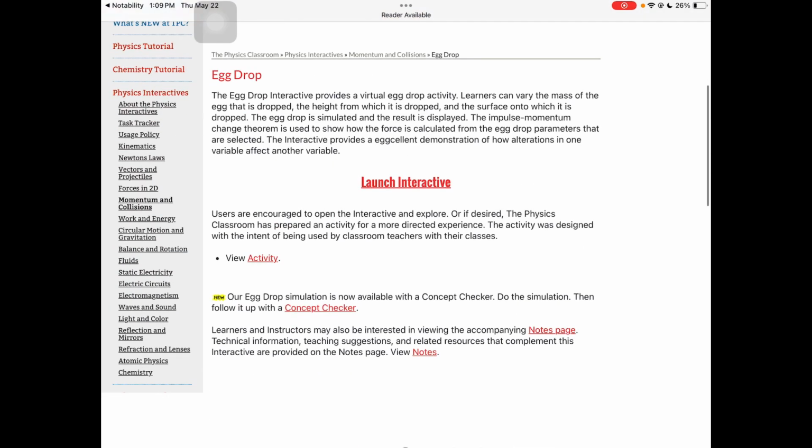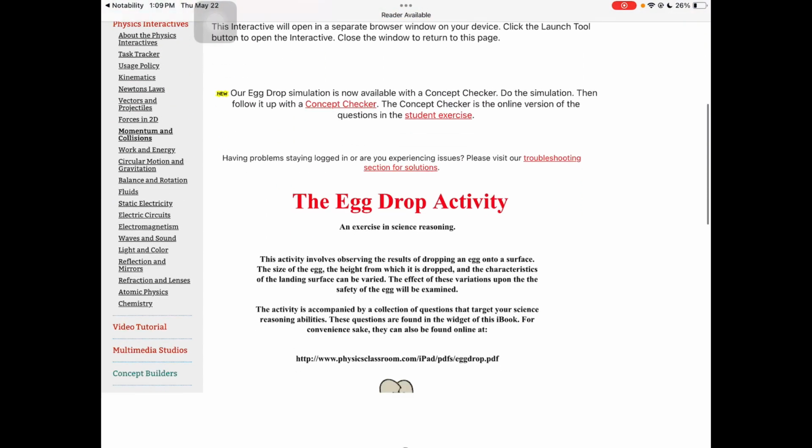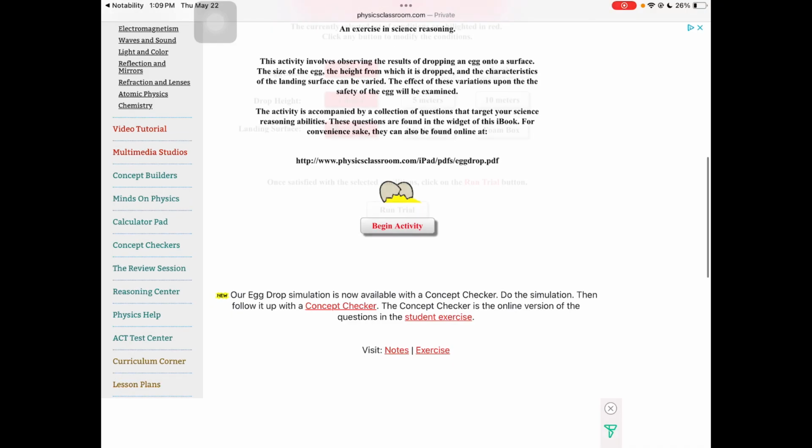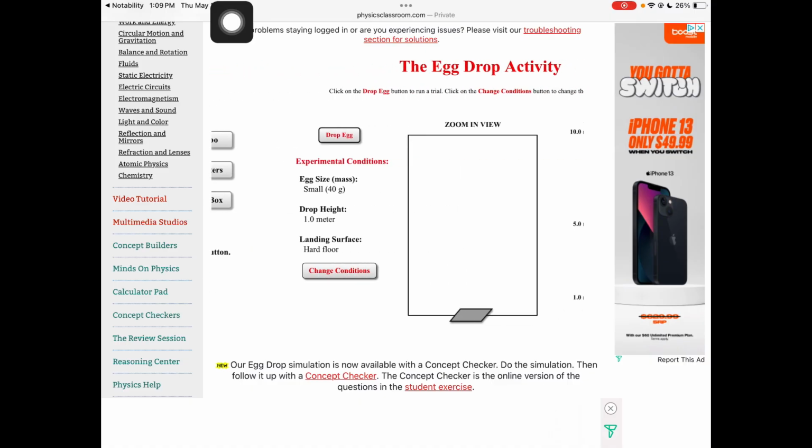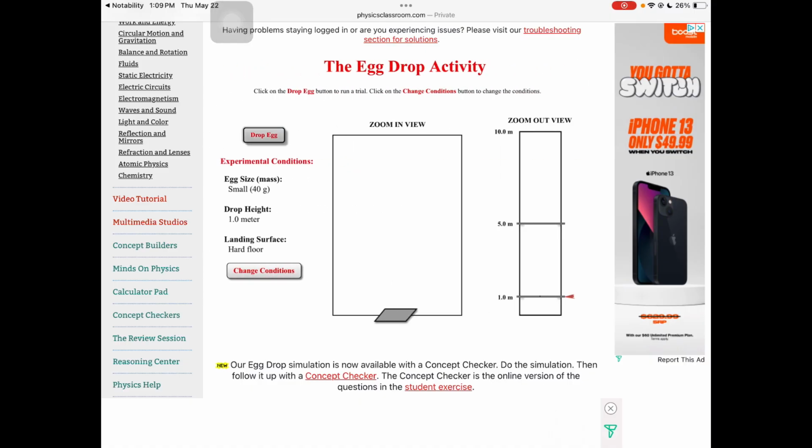If you hop in here, this is an egg drop interactive, so you can mess around with an egg drop, seeing what kind of egg drop you get, right? You can mess around with your egg size, drop height, and landing surface. If we drop a small egg from 1 meter onto a hard floor, run the trial, drop the egg, and we see what happens. What you'll find is, well, the egg breaks.